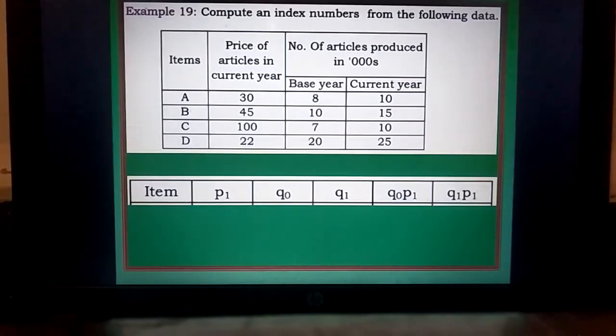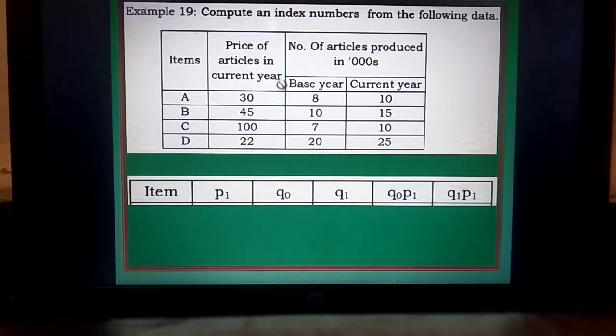Good morning, students, once again. The next example we shall consider: compute an index number. Here it has become index numbers in plural, but it has to be compute an index number from the following data. Items A, B, C and D are given.